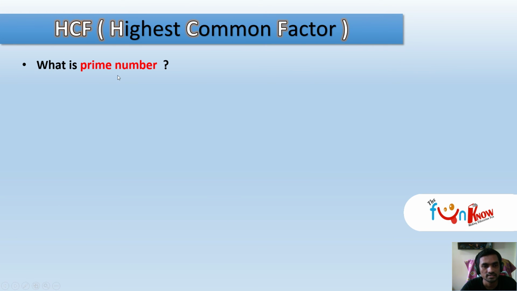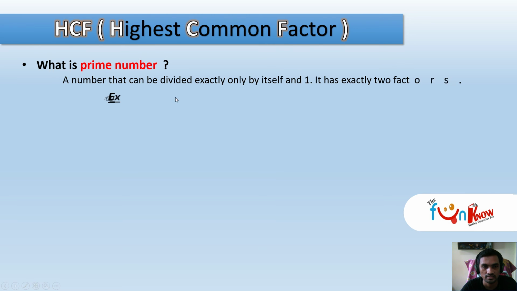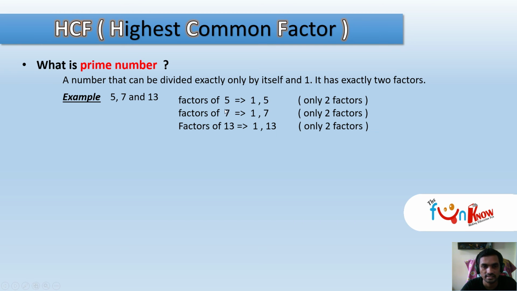So what is a prime number? A number that can be divided exactly only by itself and 1, and it has two factors. Here you can see the factors of 5 are 1 and 5. Factors of 7 are 1 and 7. It only has two factors: one is itself and the other is the number 1, because 1 is a factor of every number. So these are prime numbers: 5, 7 and 13. There are more, but for this example, we'll just take the first three.